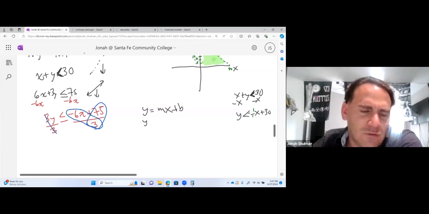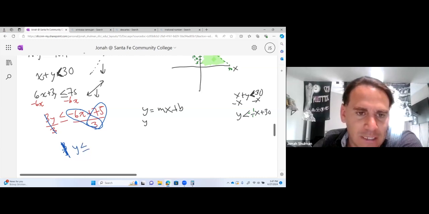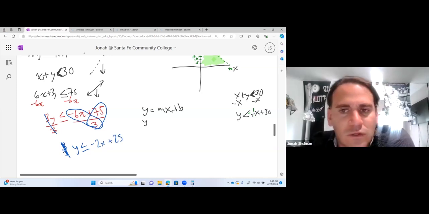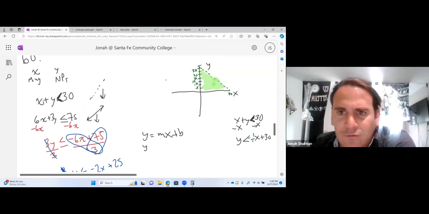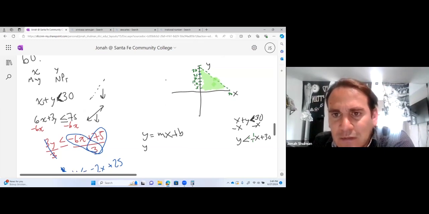These cancel. 3 divided by 3 is just 1. So y is less than or equal to negative 6 divided by 3, that's negative 2x, and this is going to be plus 25. So for my other part of the chart, I guess I'll use blue. 25. But it's going to be steeper. Now it's down 2 over 1. So it's going to be twice as steep.